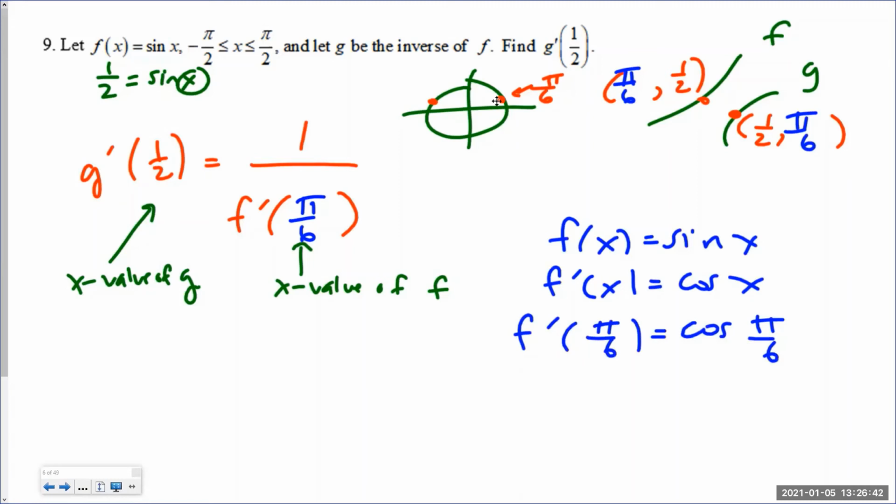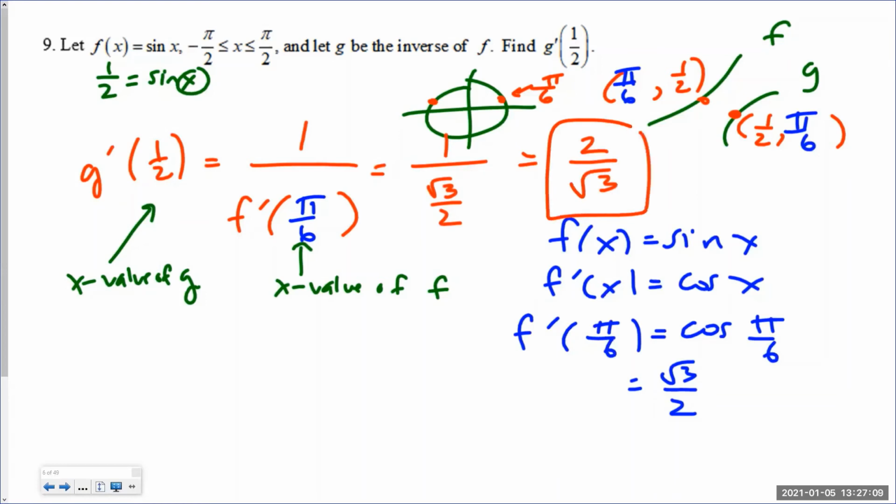Okay, now look at where pi over 6 is. What's the cosine value there? Is it 1/2 or square root of 3 over 2? I can't remember. Well, it's the far one, right? Because it's the x value. So it's square root of 3 over 2. Okay, so this is going to be square root of 3 over 2. So guys, this is my derivative. So it's 1 divided by square root of 3 over 2. And so guys, we're going to flip it. So if you flip it, you get what? 2 over square root of 3.